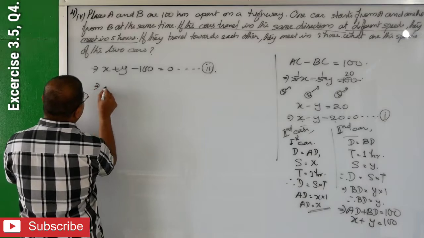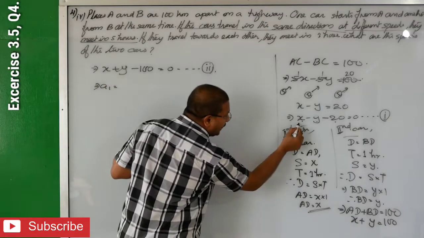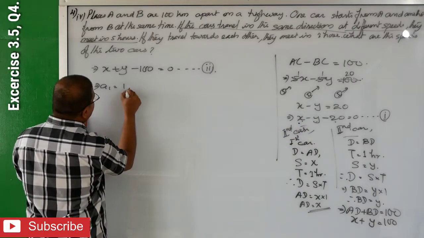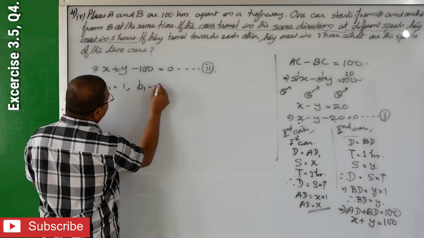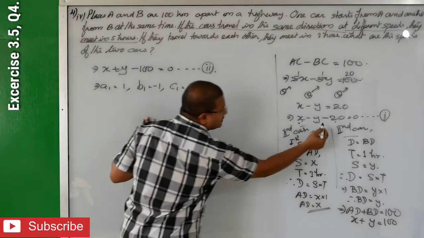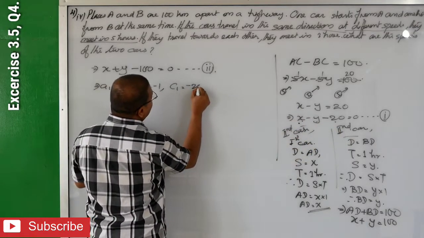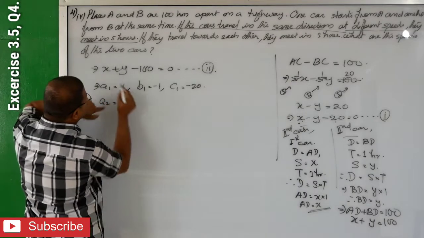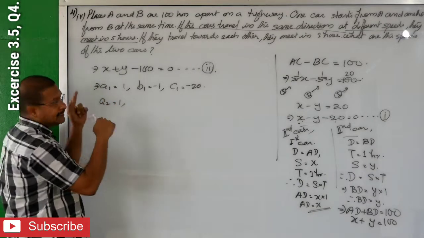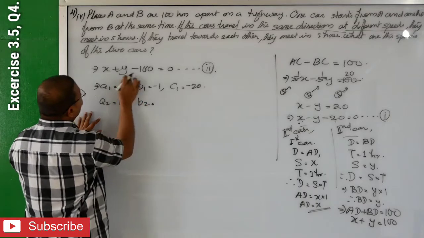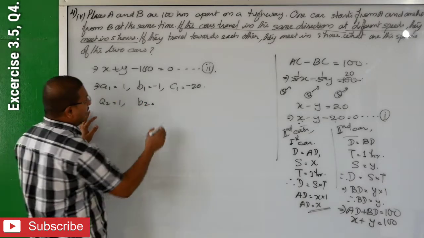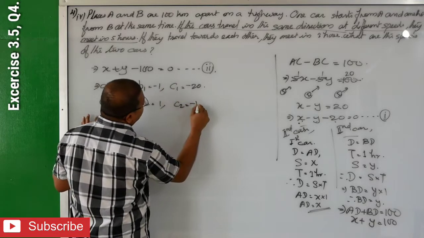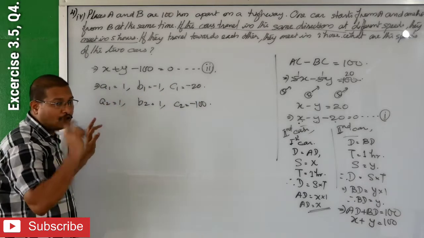This implies A1, no number means 1. A1 is 1, B1 is minus 1. So we write A1 equals 1, B1 equals minus 1 and C1 equals minus 20. From the second equation, A2 equals 1. See, x means 1 into x is x. And B2, y means 1 into y, that means 1. And C2 is minus 100. Now we will use the cross multiplication method.